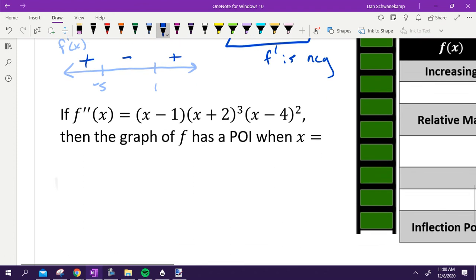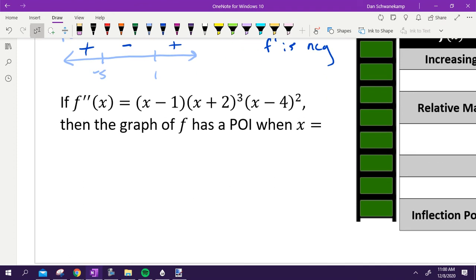Let's look at the second one. If f double prime equals that guy, then the graph of f has a point of inflection when x is equal to blank. Points of inflection, we should be pretty good. This question you can do without really any work. If you're smart enough, you can look at this question and be like, boom, I got my two answers. Okay? When do points of inflection happen?